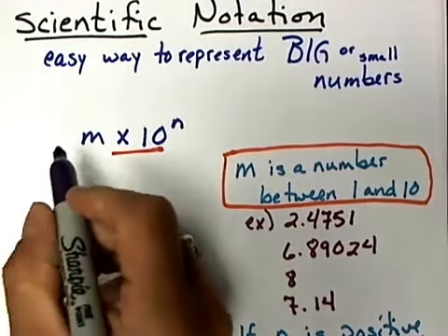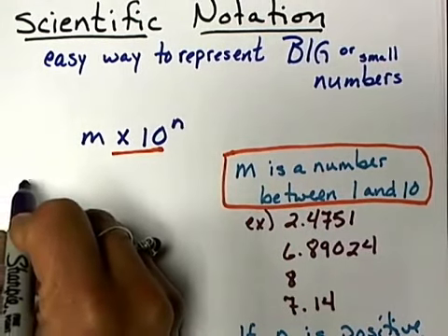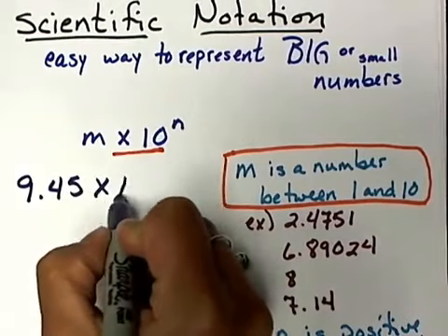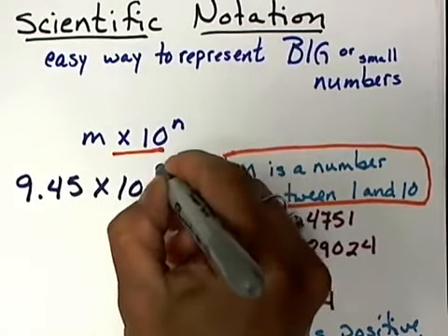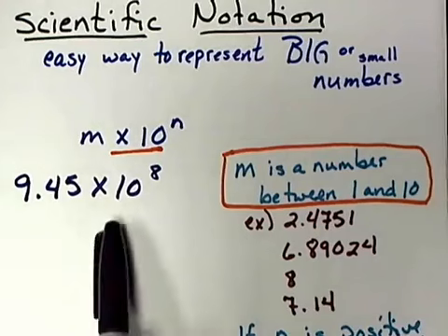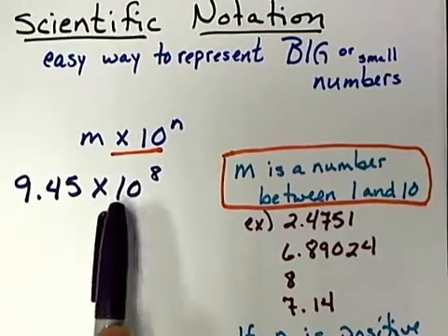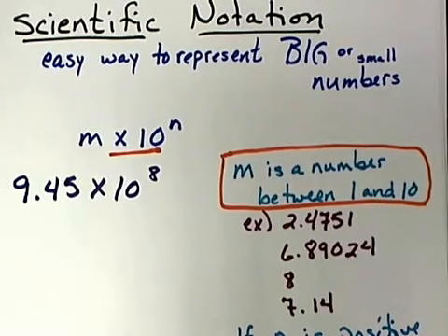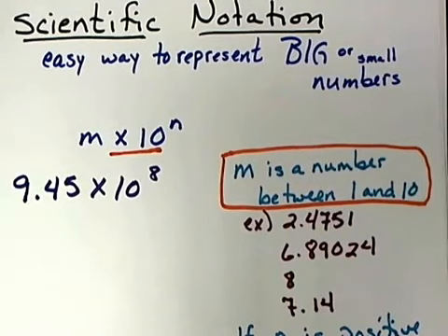But if I had something like 9.45 times 10 to the 8th, that's a scientific notation number. Every time we multiply by a 10, and there's 8 of these, 10 times 10 times 10, etc., it would move your decimal point over, making the number 9.45 larger and larger and larger. So this is the scientific notation number.